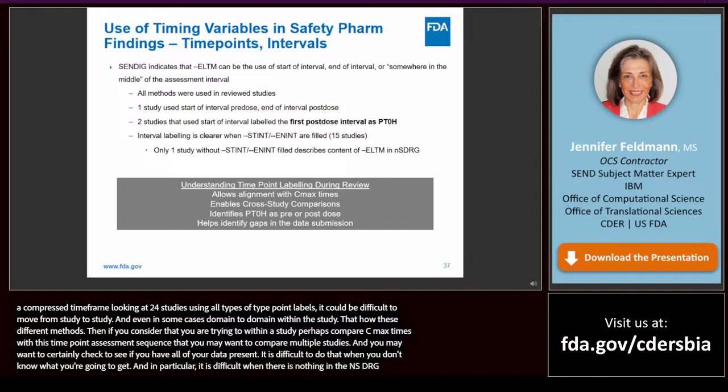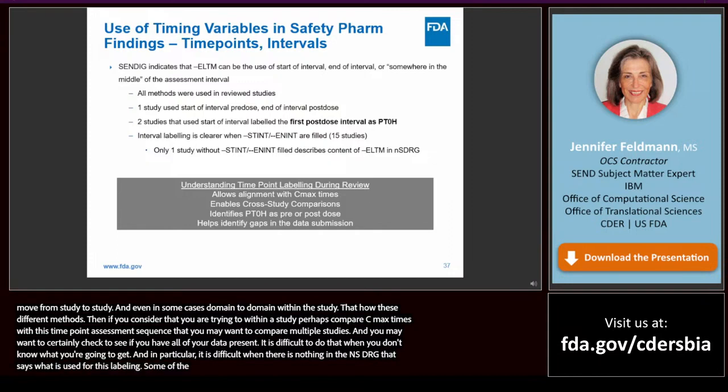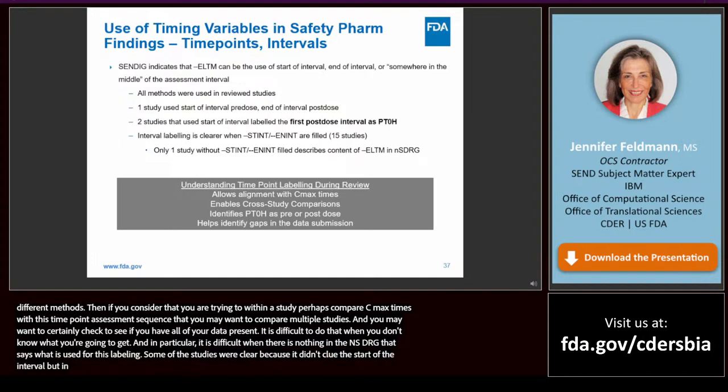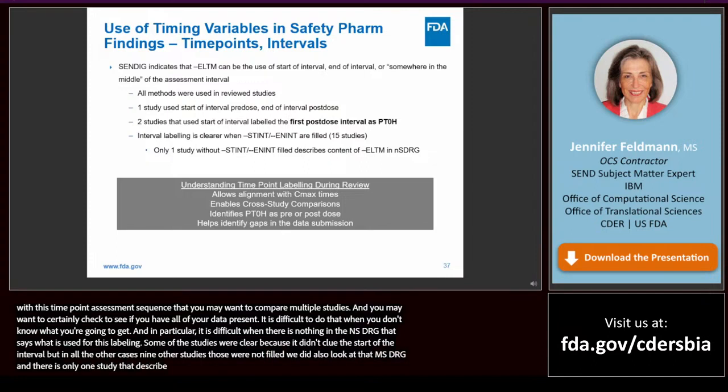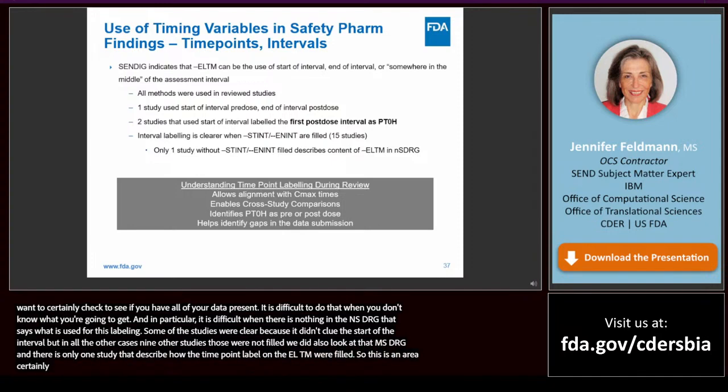So as I mentioned, 15 of the studies made it clear because they did include the start and the end of the interval, but in all of the other cases, in the 9 studies where those were not filled, we did also look at the NSDRG, and there was only one study that described how the time point label and the ELTM were filled. So this is an area certainly where clarity for the study is useful, and that clarity certainly can come from the NSDRG.